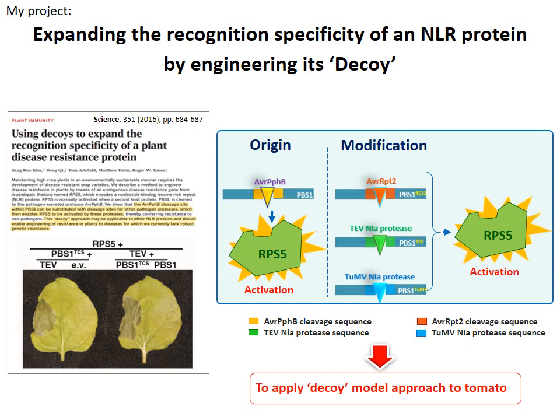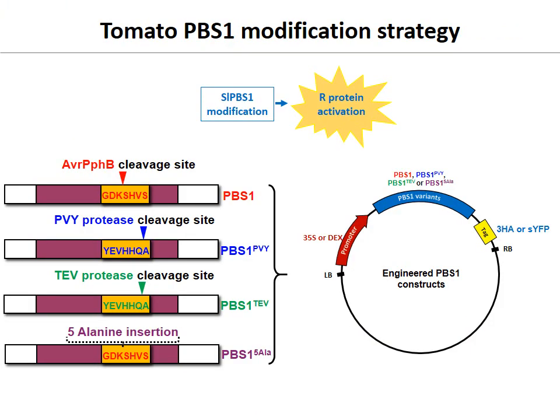To develop this potential, my project now is to apply this engineered decoy model to tomato to suppress some diseases caused by viruses, TEV and PVY, which are common pathogens that reduce a lot of tomato productivity in the world. For constructing, my main strategy is to modify tomato PBS1 to check whether, after modifying, it can induce resistance protein activation or not. In PBS1, I would like to swap the AvrPphB cutting site for the PVY protease cutting site or the TEV protease cutting site, or insert five alanines to make SlPBS1 variant constructs.